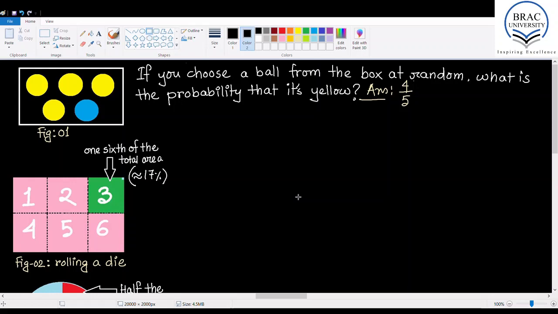Let's see another example. It's pretty easy. So the statement is there's a box and there are 5 balls in it. 4 of them are yellow, 1 is blue. So the question is, if you choose a ball at random from this box, what is the probability that it will be yellow? All right, so that's the statement. The answer is 4 by 5, and it's really easy to solve. I hope you can do it by yourself.